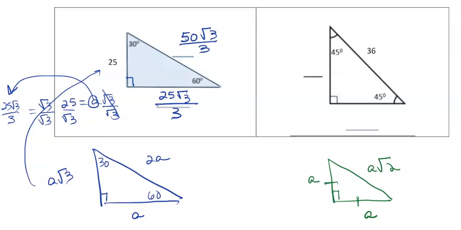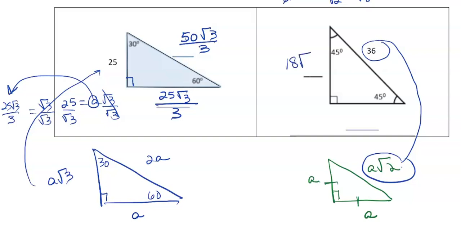And then the last one is a 45-45 triangle. So when I match this up, I see that a root 2 has to be 36. So if 36 equals a root 2, I need to find a. I have to rationalize this. When I rationalize it, I get 36 root 2 over 2. I can put 2 into 36 18 times. Both of these sides are going to be 18 root 2.